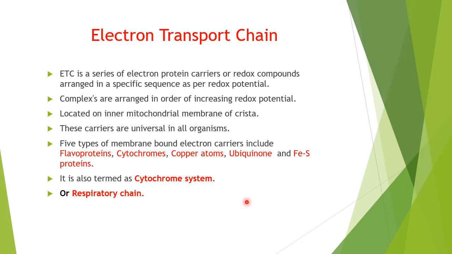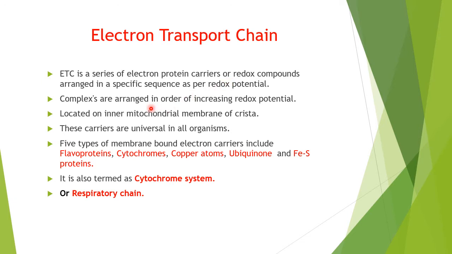TCA cycle is taking place within the matrix of the mitochondria. Mitochondria has a membrane, outer membrane and the inner membrane. Within the inner membrane, especially in the foldings, which is the cristae area, there are present electron transport carriers, which is a series of electron protein carriers, or we call them redox compounds, arranged in a specific sequence as per redox potential. So those complexes are arranged in order of increasing redox potential from negative to positive.